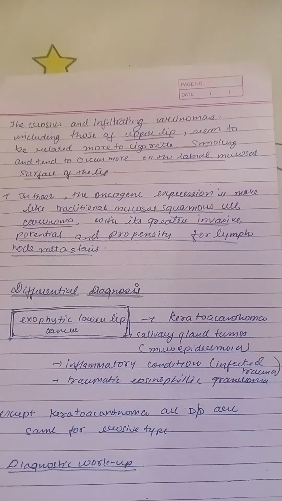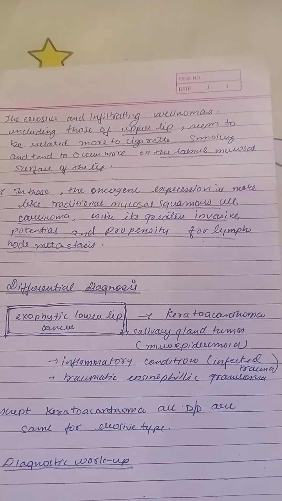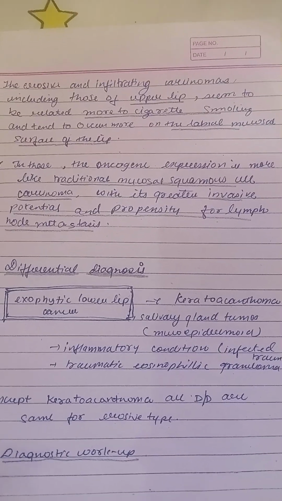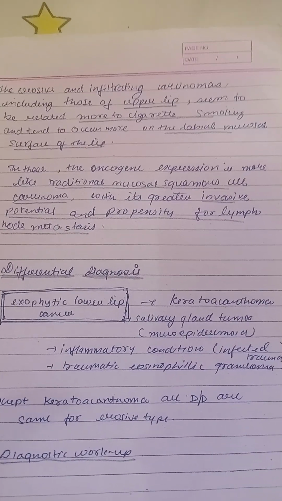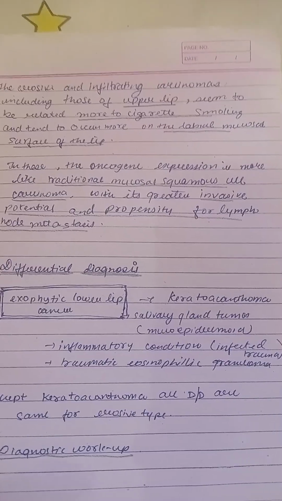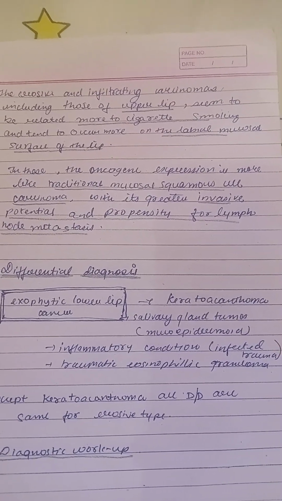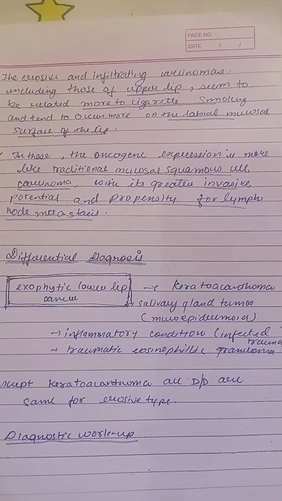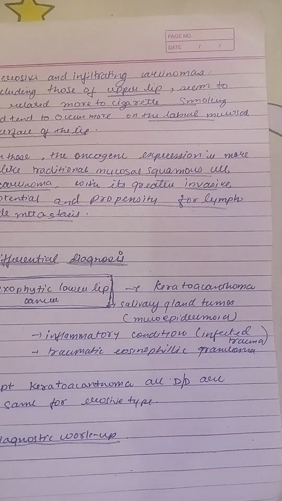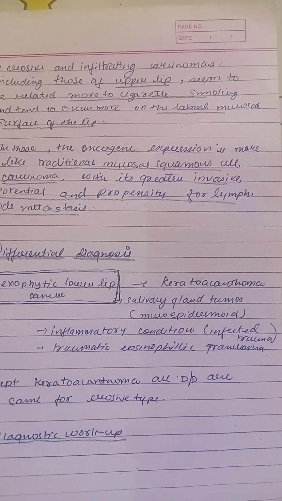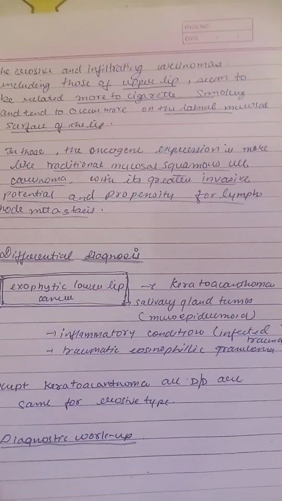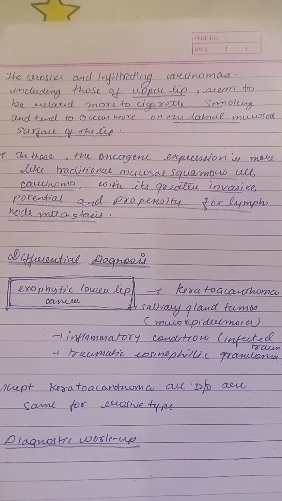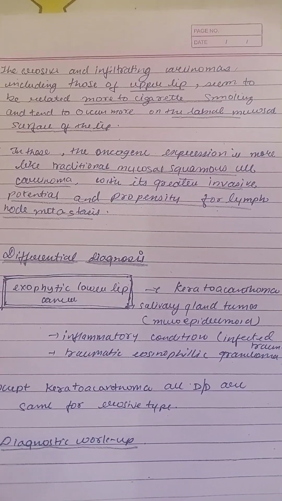Now coming to differential diagnosis, the exophytic lower lip cancer can have a differential diagnosis of keratoacanthoma, salivary gland tumor, mainly mucoepidermoid, then inflammatory conditions like infected trauma or traumatic eosinophilic granuloma. So these are the differential diagnoses for exophytic lower lip cancer.